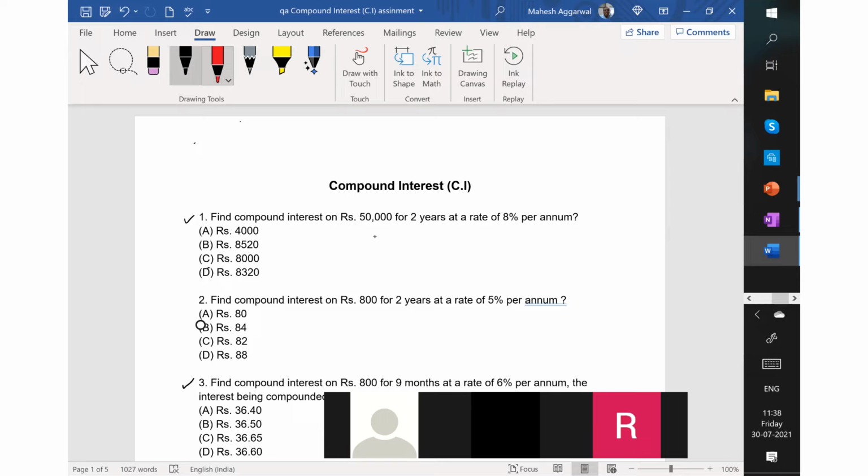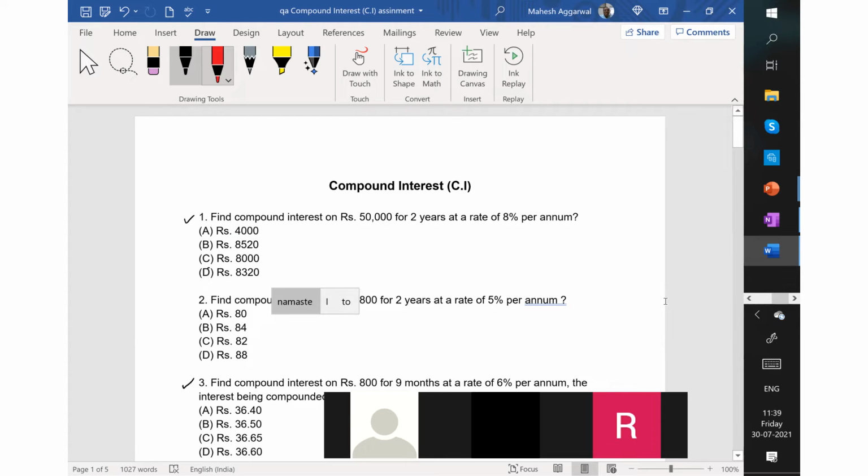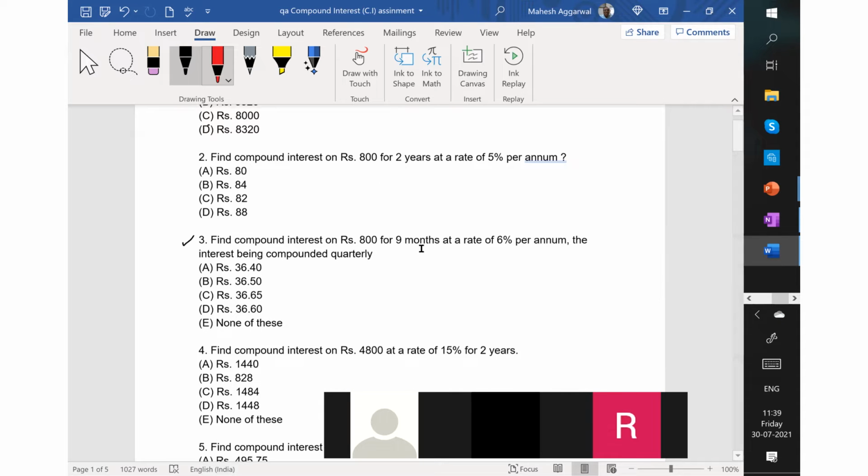Okay, this is one interesting question which I have done with you. I told you the theory part of it. Yes. See this question. It's an interesting question. Question number 3. It says, find compound interest on rupees 800 for 9 months at the rate of 6% per annum, the interest being compounded quarterly.